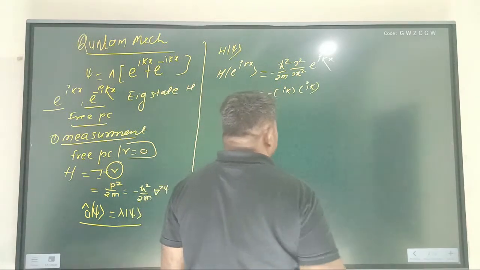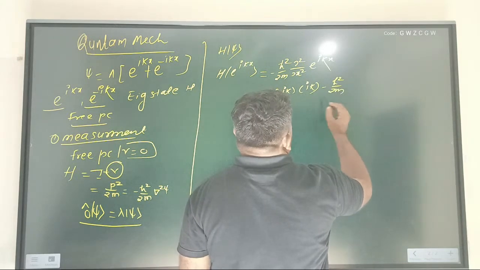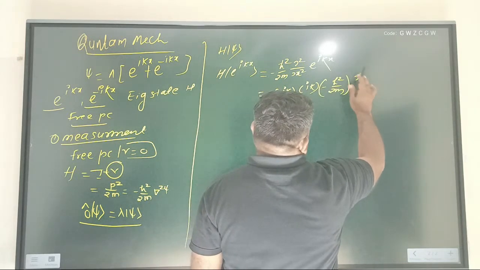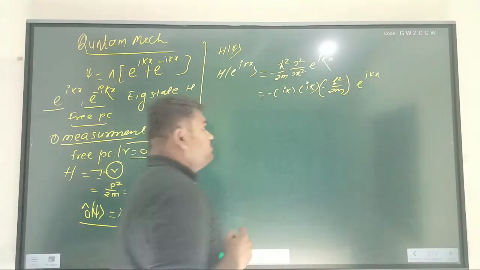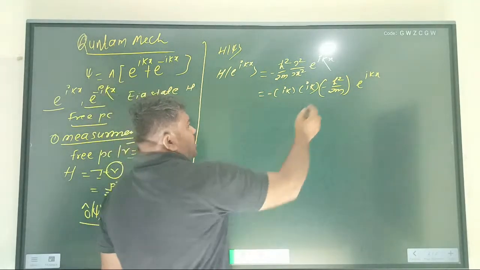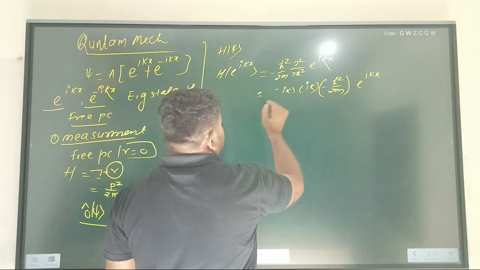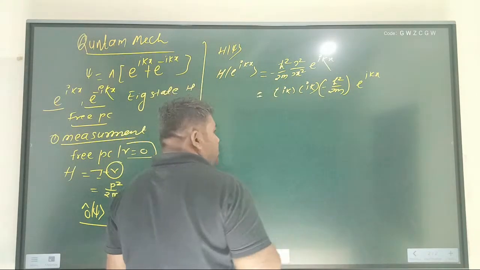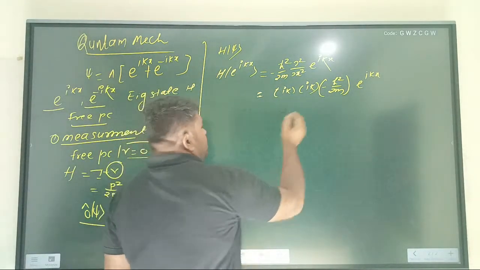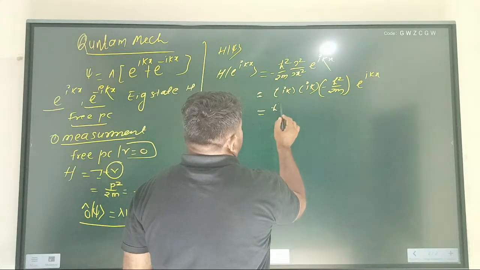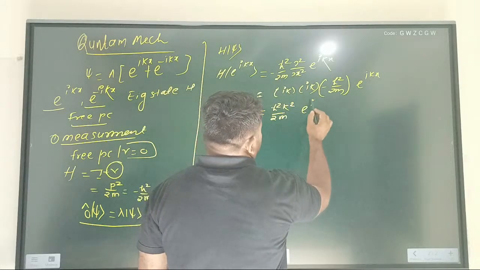Then what is the remaining part? Minus h cross square upon 2m into the second derivative, then e to the power ikx. Okay. Then this is equal to how much? Here the sign is minus, so we take it inside, and i into i becomes i square. i square is equal to minus 1. Minus into minus is plus. Now this is equal to h cross square k square upon 2m into e to the power ikx.